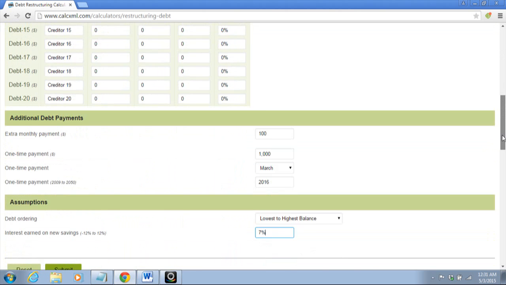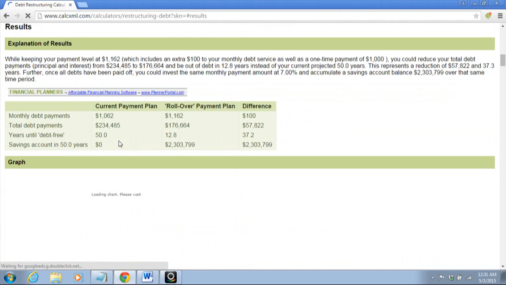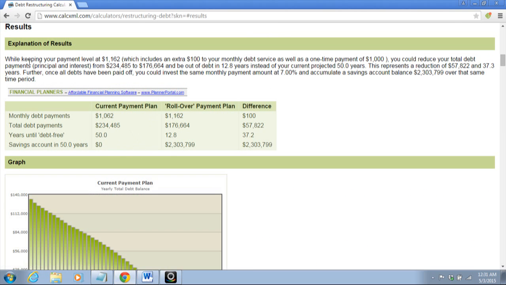So I'm going to scroll down here, and I'm going to hit submit. When I hit submit, it's going to do its calculations, and it's going to give us a chart. This is what I like. Let's read this explanation of results. While keeping your payments level at $1,162, which is basically a total of all the debts that you have, they're actually paying out $1,162 as it is already. Okay, and total monthly expenditures for all their debts. And this includes an extra $100 to their monthly debt service, as well as a one-time payment of $1,000.